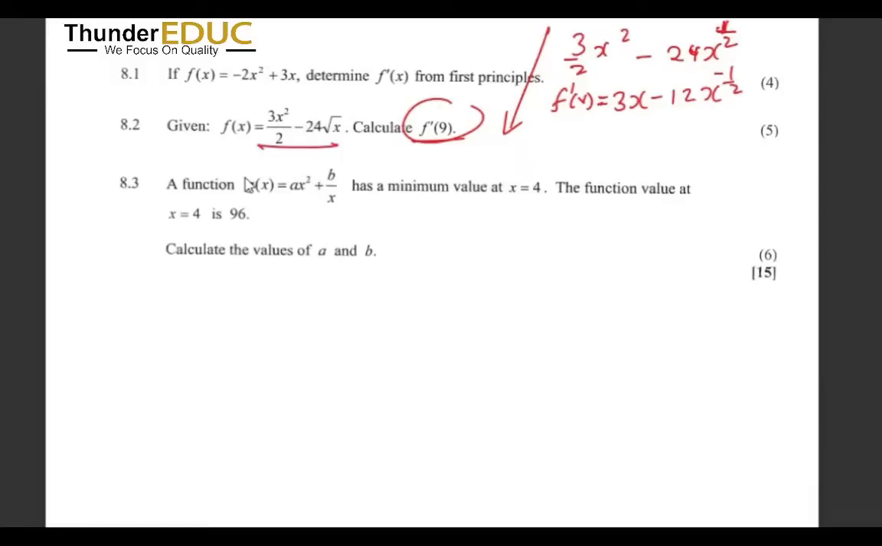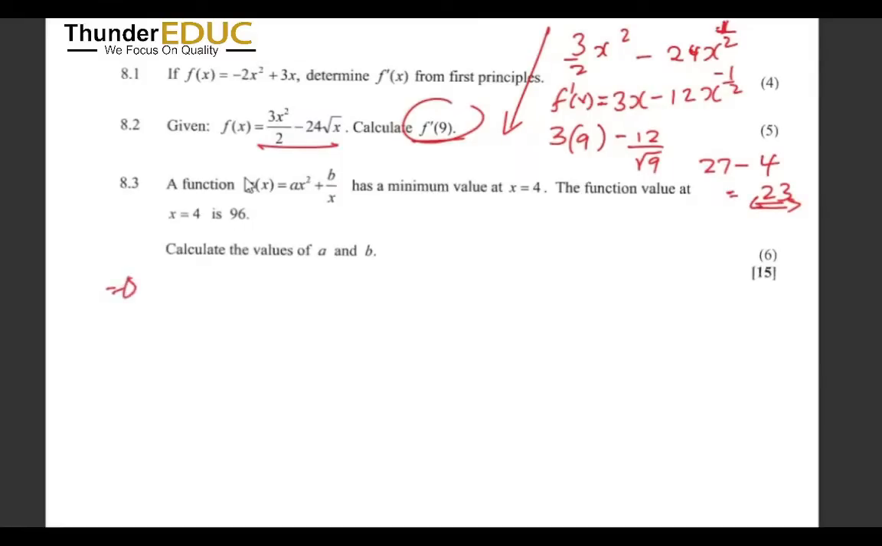Does that make sense? It should make sense, because that's what I'm getting. Then I can replace x with a 9, so that's going to be 3 times 9 minus 12 over square root of 9. So that's going to be 27 minus 4. Is it minus 4? Yes, it's minus 4 because this is 12 divided by 3, which is a 4. And that gives us a 23.